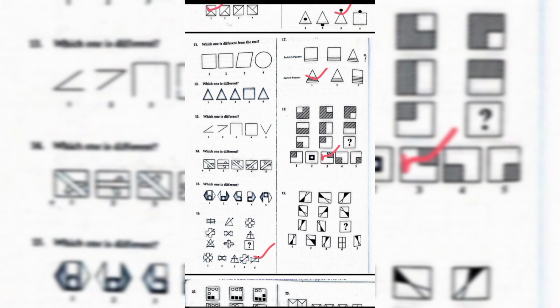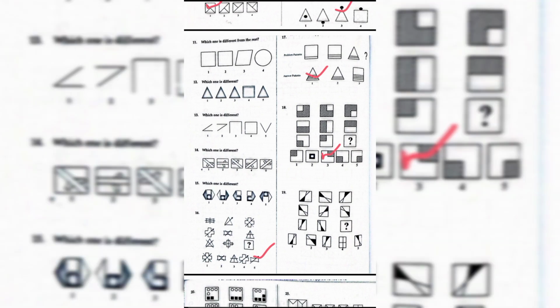Let's go to another question. Question number 19. Look at the squares divided by diagonal lines. Focus on how the shading or division changes step by step. Identify the correct square to complete the sequence. Find the answer. The answer is right, number 1, because diagonal lines and shading patterns rotate.